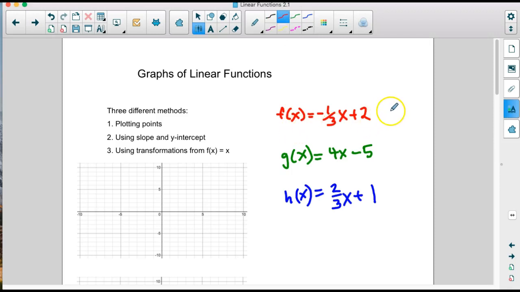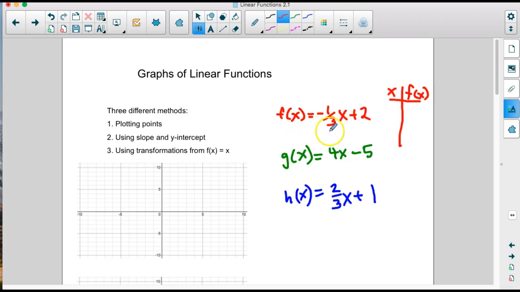So f of x, we would need some points to do that. So we would make a chart, an f of x chart here, or xy chart. We pick some x values. We look at our graph. Our graph looks like it goes from -10 to +10, so we just need to put some values in here that are appropriate.